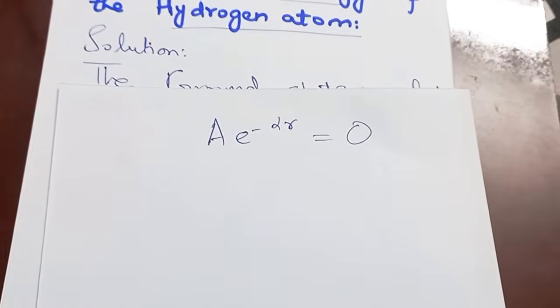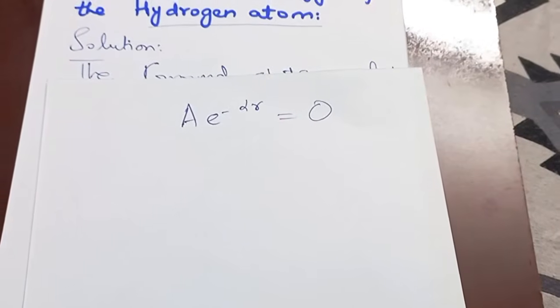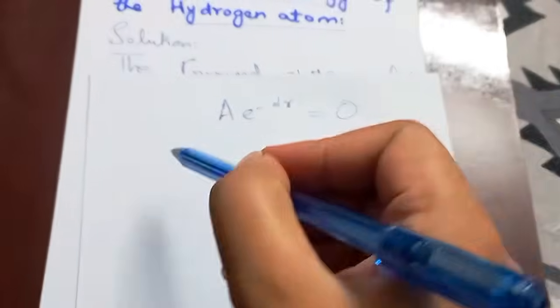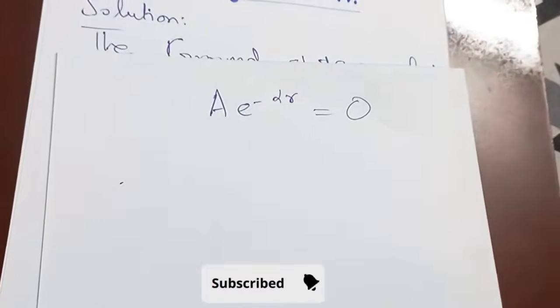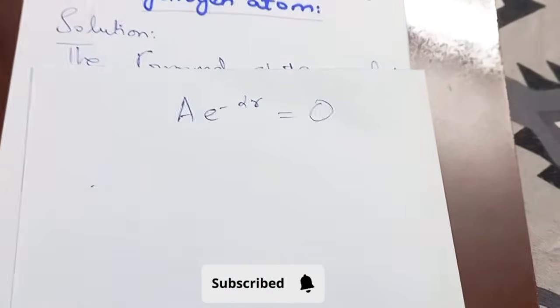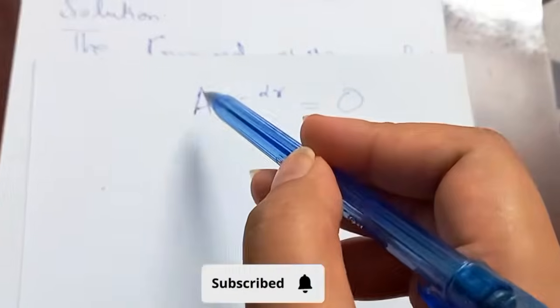Okay, that, and the number of nodes they are, which means the number of points at which it becomes 0. One node means there is one point other than infinity where the wave function becomes 0. Two nodes mean there are 2 points other than infinity where the wave function becomes 0. So you can confirm it.